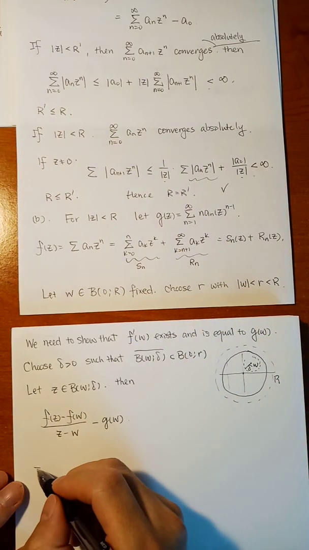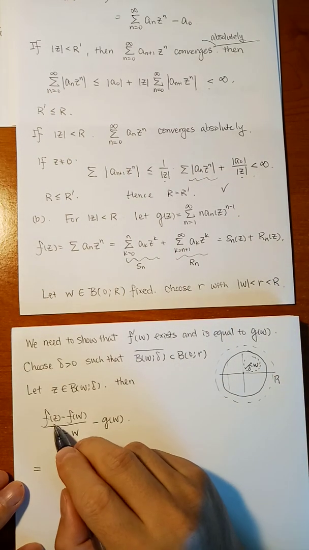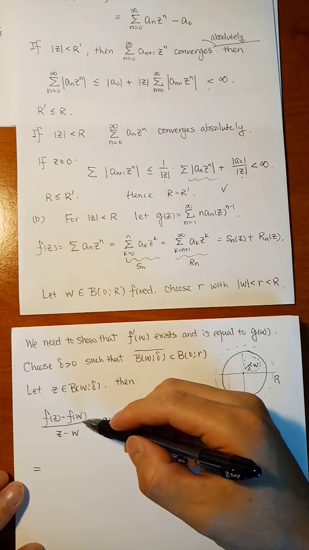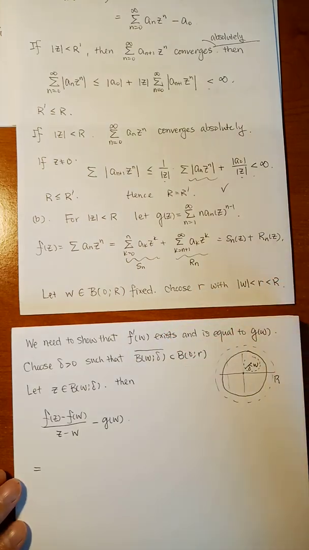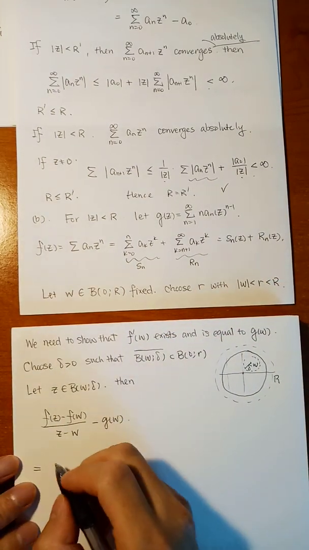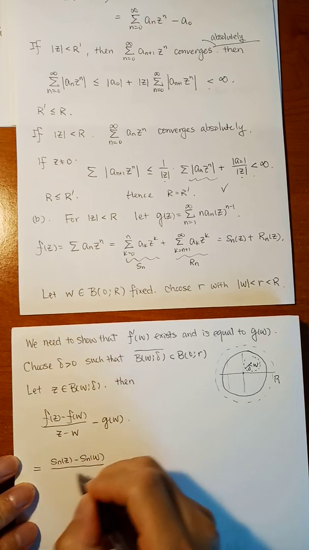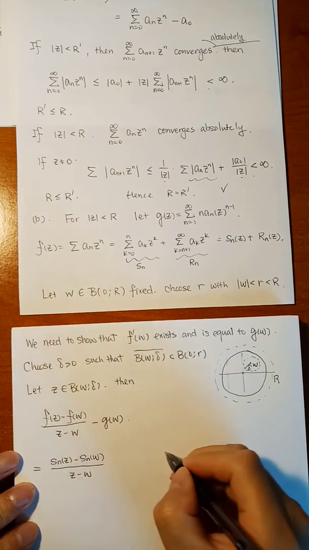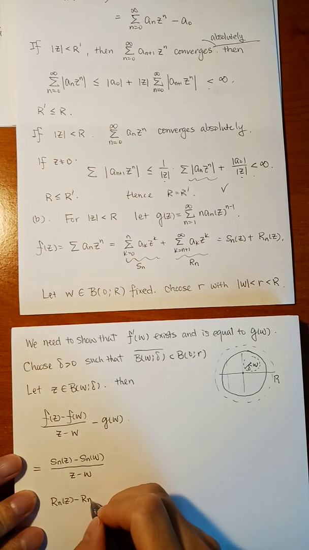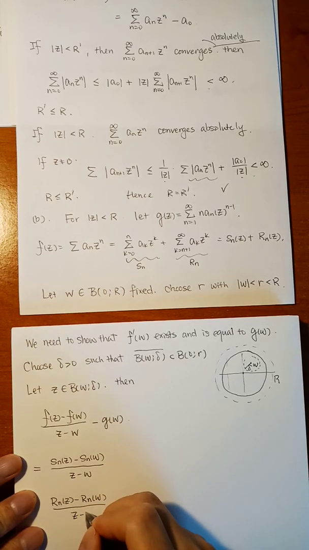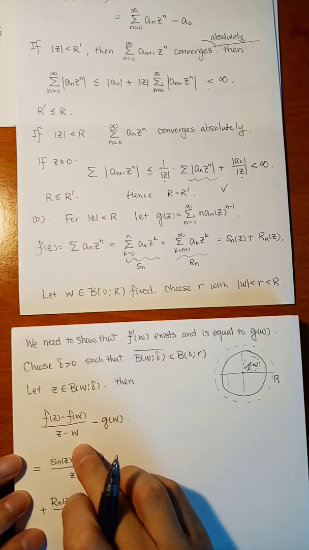Okay, remember for f we have the partial sum and the remainder. So f of z has a partial sum and remainder, and f of w also has a partial sum and remainder. So we have 4 terms, okay? Let's see how we organize those 4 terms. So I will have Sn of z minus Sn of w over z minus w, and Rn of z minus Rn of w over z minus w. Together this will give us f of z minus f of w over z minus w.